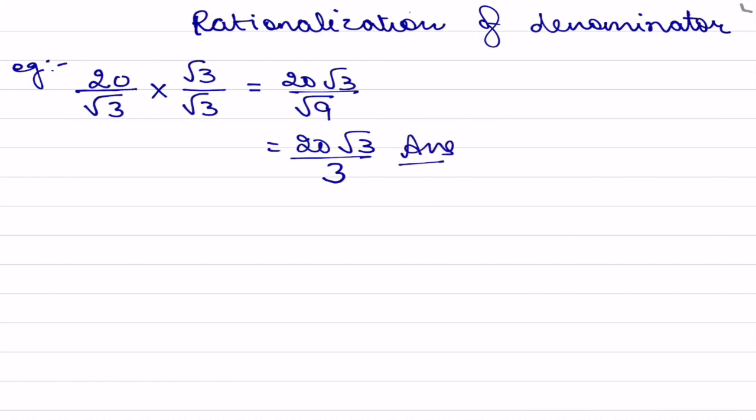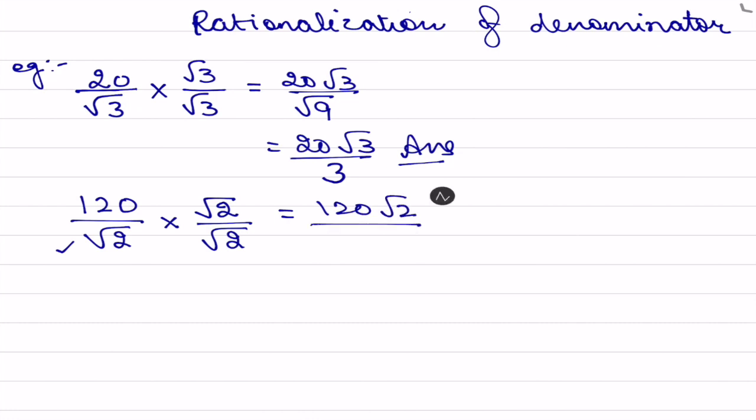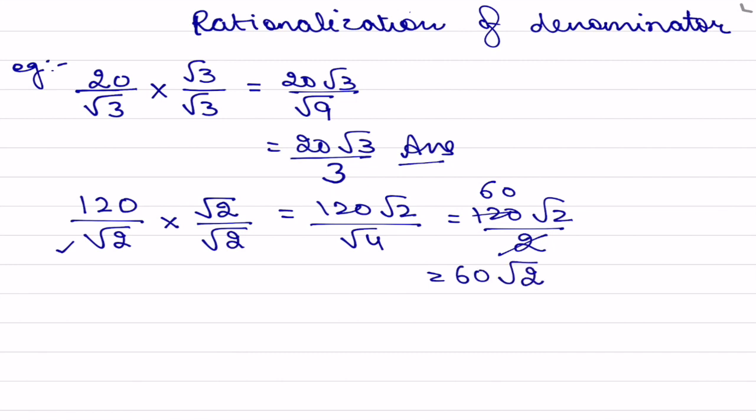I'll take one more example. Suppose we are getting 120 upon root 2. Then again multiply. Here the denominator is root 2, so multiply and divide with root 2. So it becomes, multiplying numerators and denominators, 120 into root 2 upon root 2 into root 2. Root 2 into root 2 is root 4 and square root of 4 is 2. And now we can cancel. So 60 root 2. So this will be our answer.